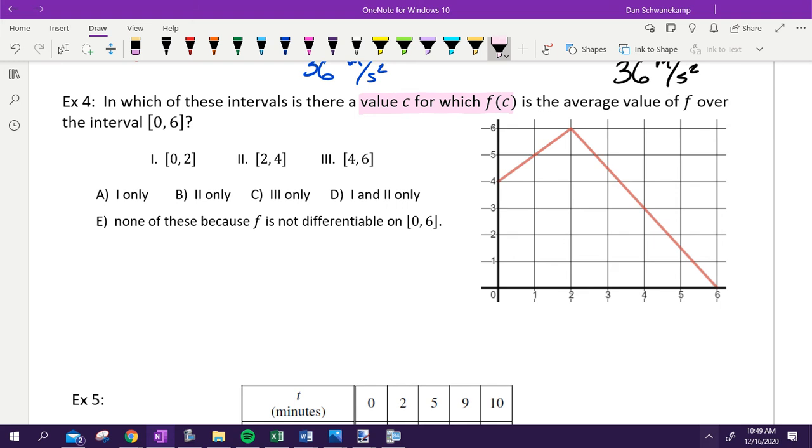Okay, so read this again. I know it's weird. There's got to be a value for C, so the X value, where the Y value is going to be equal to the average value of F. This is a graph of F. How do I find the average value of F given F?